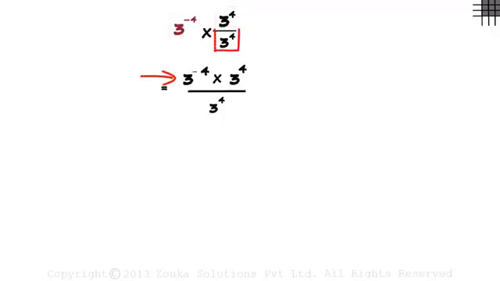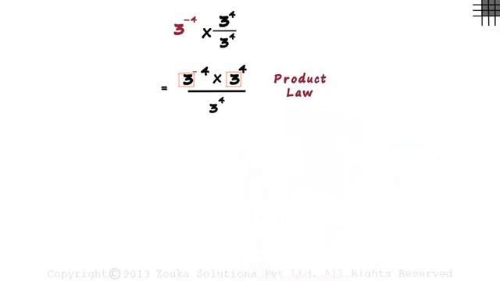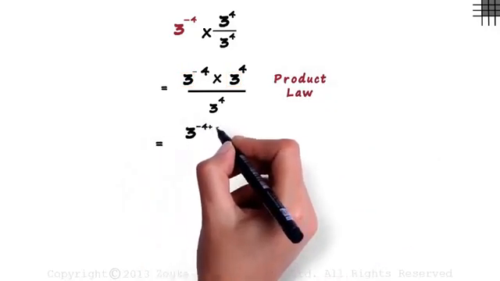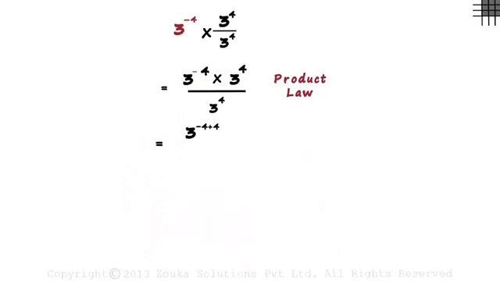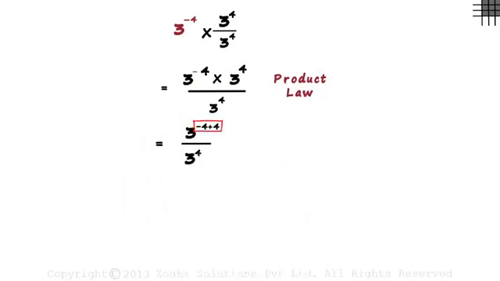Focus on the numerator now. Since the base is the same, we can use the product law to write it down as 3 raised to minus 4 plus 4. And we write the denominator as is. Minus 4 plus 4 equals 0. Hence, that would equal 3 raised to 0 divided by 3 raised to 4.